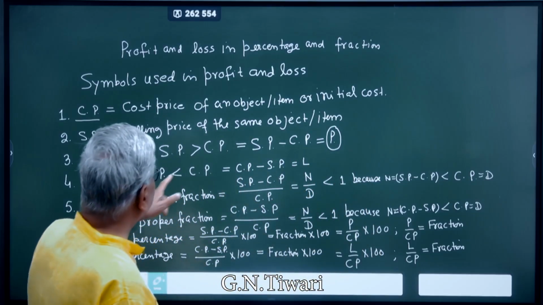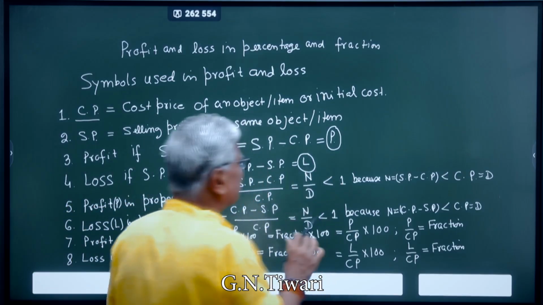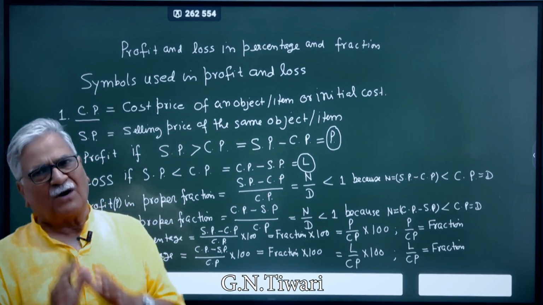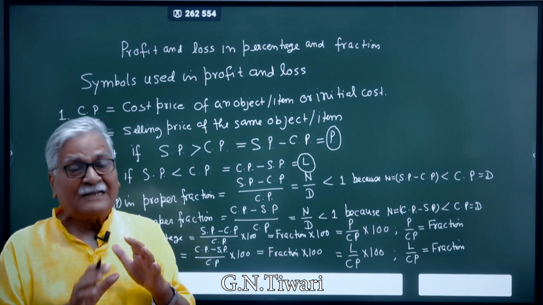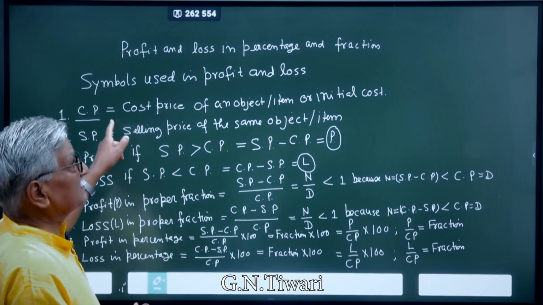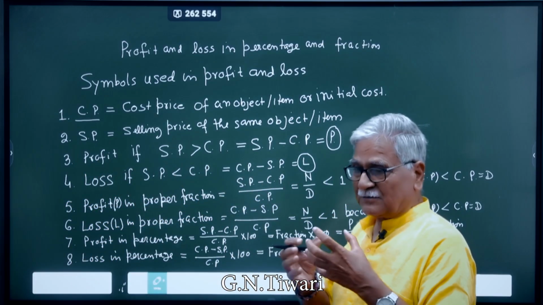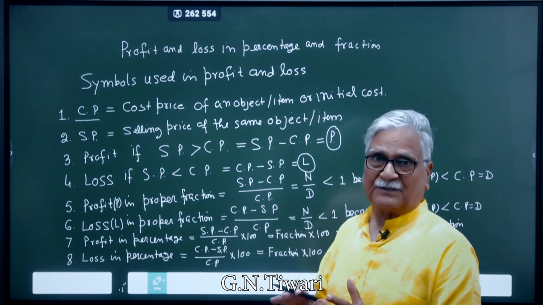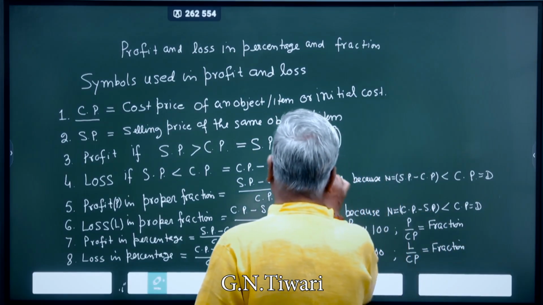Loss: if selling price is less than cost price, this is the loss. That is very, very important. It is basic knowledge one student should have, how to calculate the profit and loss. But this profit and loss is calculated with respect to the cost price. She has some money, purchased something, sold something. If selling price is more than cost price, it is a profit. If selling price is less than cost price, it is a loss. And the notation for profit and loss is this.